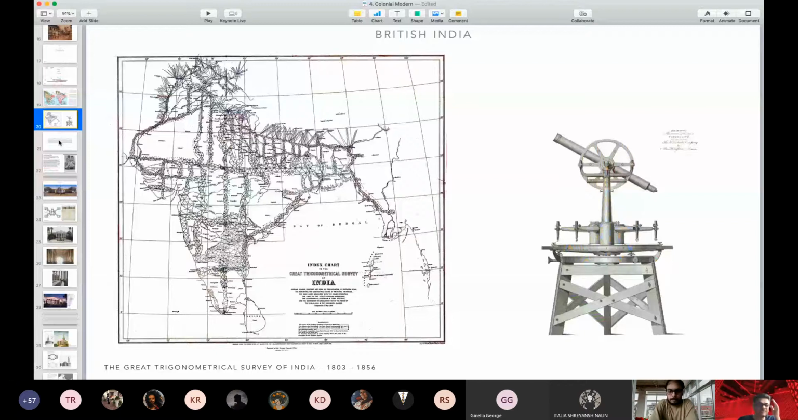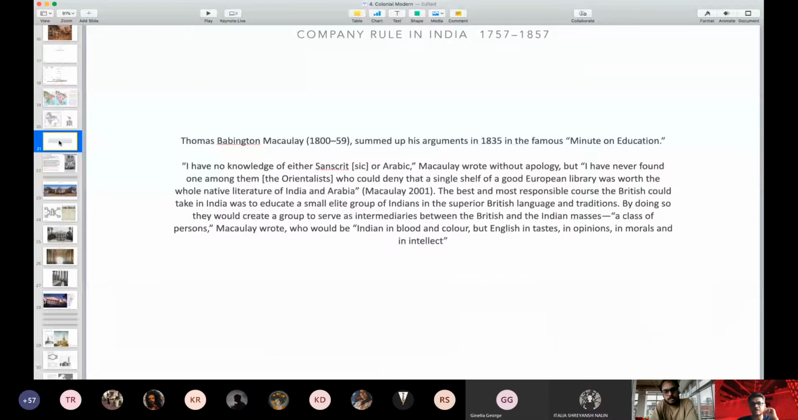This is one of the most famous documents in our history, the Minute on Education by Macaulay in 1835. I'm going to read this because it's interesting that in 1835, a British person says that he has never found even one person who had any knowledge of Sanskrit or Arabic, the Orientalists, people who thought that India had a great culture. He says that even these Orientalists cannot deny that one shelf of a good European library was worth the whole native literature of India and Arabia.